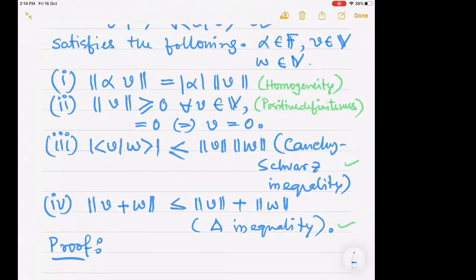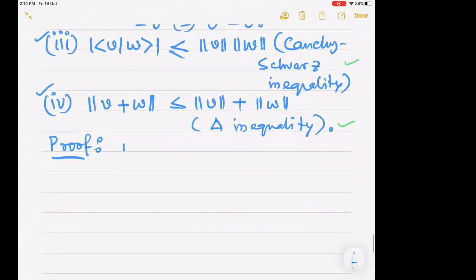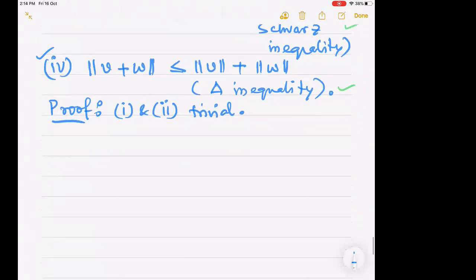Number two follows automatically from the definition of inner product, because it's already embedded in the definition. So all we have to prove is number three and number four. One and two are trivial. Let us prove number three and four. For number three, we'll see two proofs. In fact, I will do one proof and the other proof I will ask of you. I'll give hints, but I will ask you to complete the proof as a part of your homework.